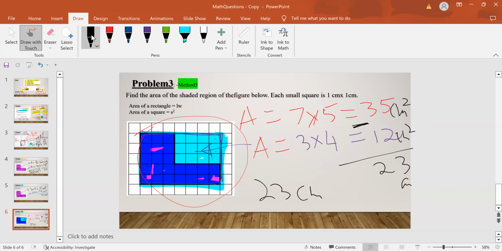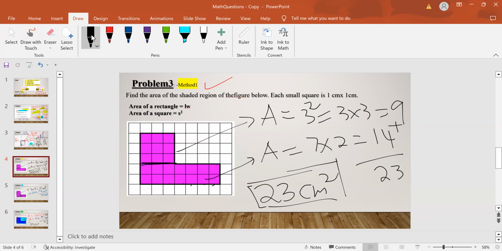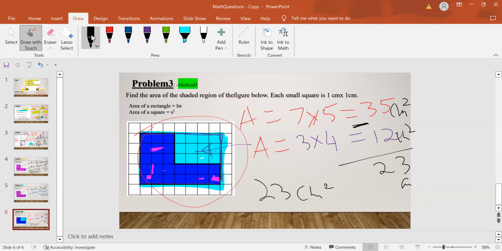So my advice is what? Method one is the simplest, but anyway, you can use method 2 or method 3. Any one here works. The best thing is to try to divide the shape into 2 or 3 parts, depending on the different shapes, to make it easy. So when you see something complicated, you break it down and you solve it.